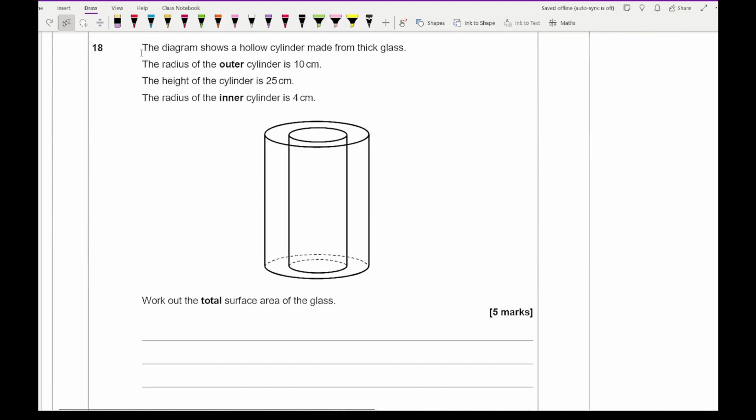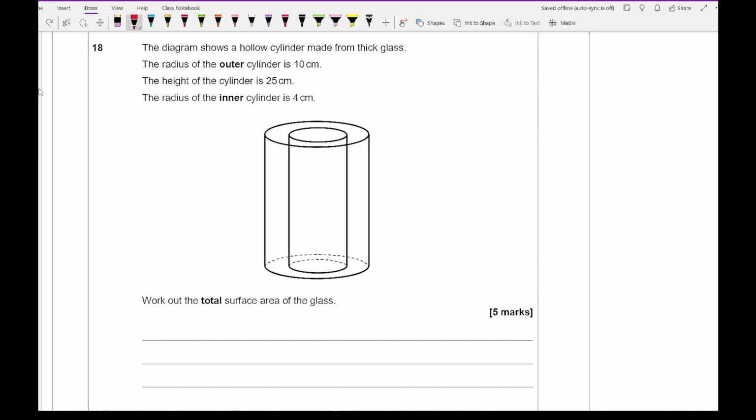Then moving on to question 18, it says the diagram shows a hollow cylinder made from thick glass. The radius of the outer cylinder is 10 centimeters, the height of the cylinder is 25 centimeters, and the radius of the inner cylinder is 4 centimeters. And the question is asking us to work out the total surface area of the glass.